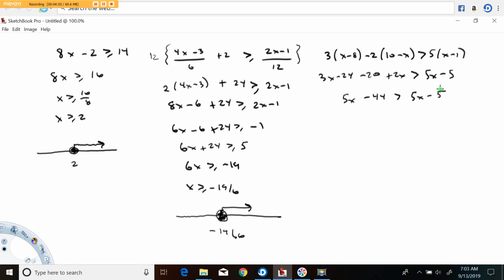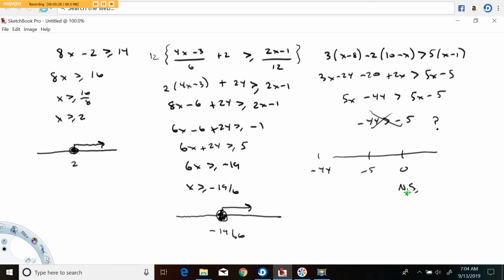We can subtract 5x from both sides, and you'll notice now we've got negative 44 greater than negative 5. That's a curious looking statement. Negative 44 is not greater than negative 5. If you looked at them on a number line, like here's maybe 0, negative 5 is here, negative 44 is way to the left. So negative 5 is in fact greater than negative 44. We have a statement that's false, so we're just going to put NS here for no solution.